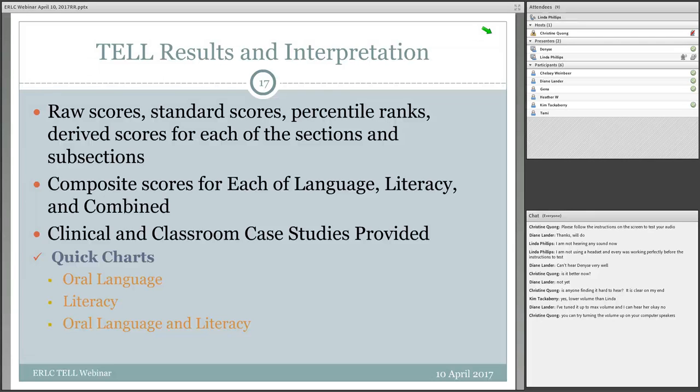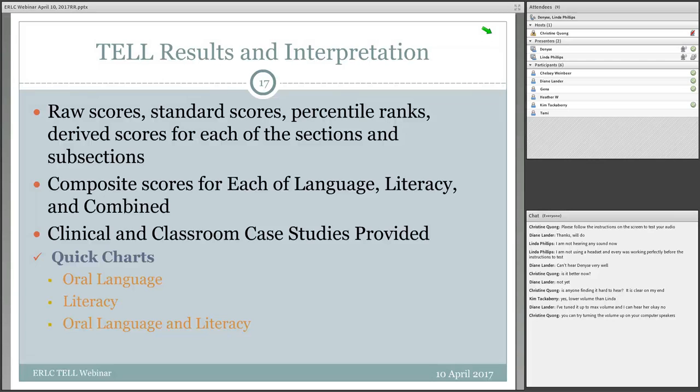So once you have administered TEL, the raw scores can be used to compute standard scores and percentile ranks at 6-month age intervals for each of the test sections and subsections, along with language, literacy, and combined composite scores. Additionally, we provide a series of clinical and classroom case studies. The clinical case studies are children who have known language impairments, and the classroom case studies are children who have known reading and writing difficulties. For all of these exemplars, we show comparisons of testing completed with commonly used language and literacy tests and the child's performance on the TEL, along with an analysis of their TEL performance and suggestions for intervention and instruction.